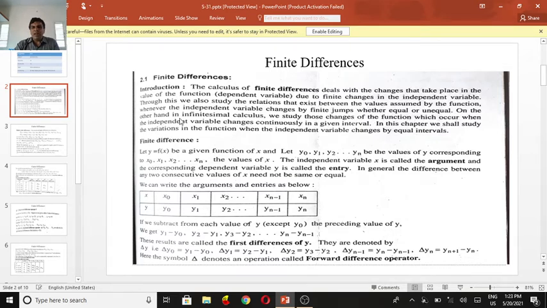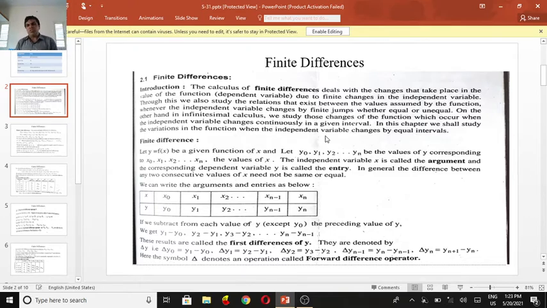On the other hand, the infinitesimal calculus studies those changes of the function which occur when the independent variable changes continuously. In this chapter, we shall study the variation in the functions when the independent variable changes by equal intervals. So this is our introduction to finite differences.